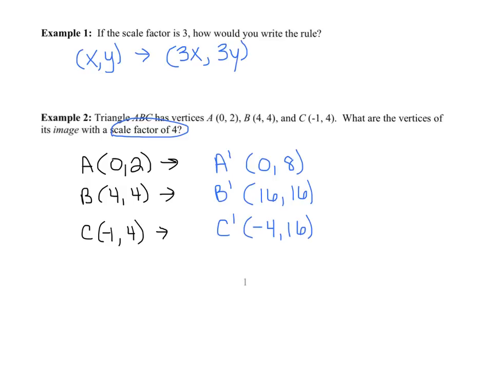All you're doing with a scale factor is multiplying by that number. We multiply each coordinate by 4, both x and y. In our next two examples, we're going to graph our dilations.